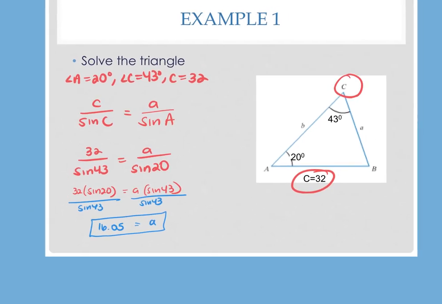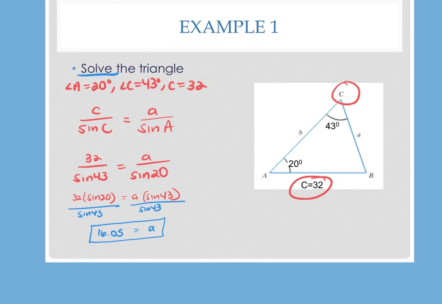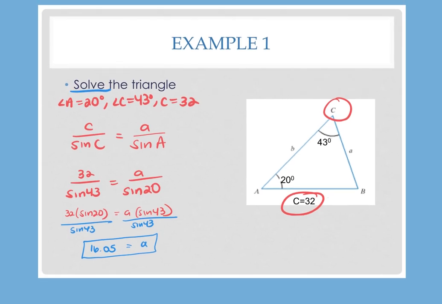All right, so now when it says solve the triangle, it means find all the missing parts. I had angle A, I had angle C, I had side C. That means I need to find angle B, I need to find side B, and I need to find side A, which is what we just found, 16.05.